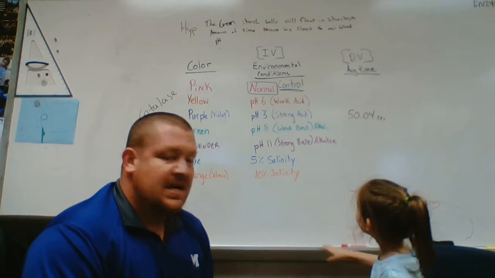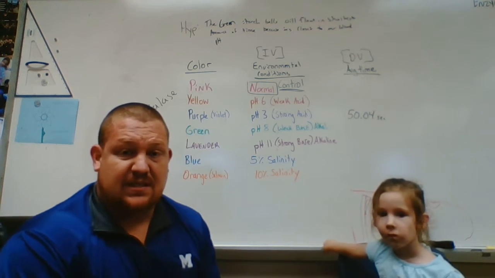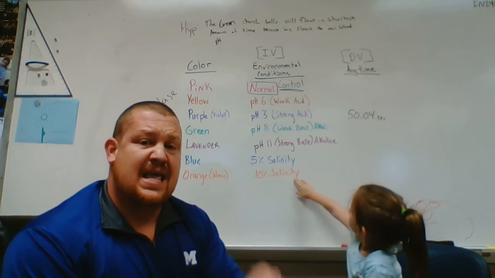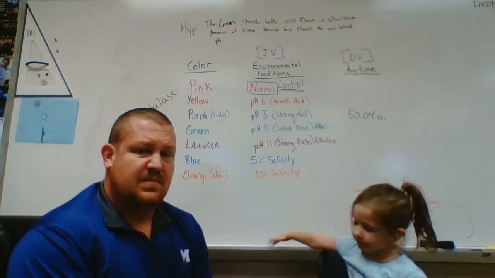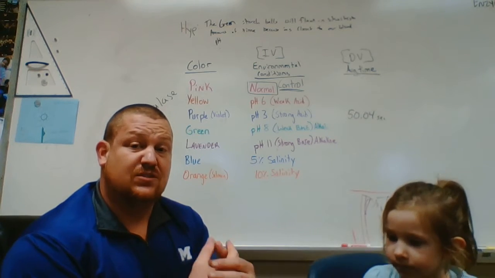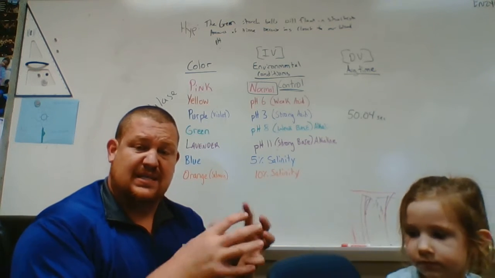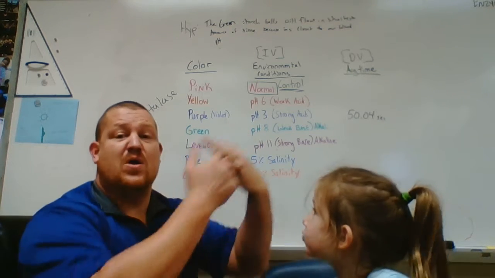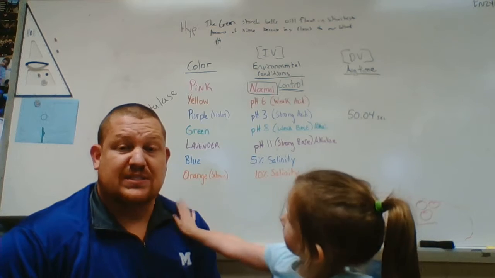And how we're going to do this is we're going to drop these starch balls that have catalase in them, the enzyme, into a hydrogen peroxide solution. When the enzyme is working, it will break hydrogen peroxide down into oxygen. The oxygen will attach to the spheres and cause the spheres to float. So once they float up, we're going to see how long that takes.